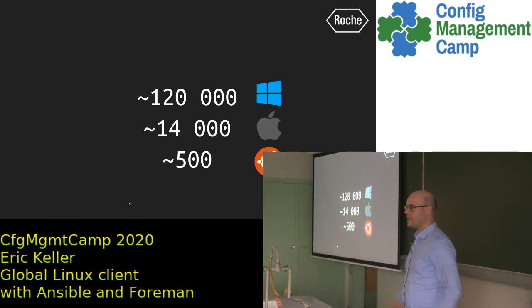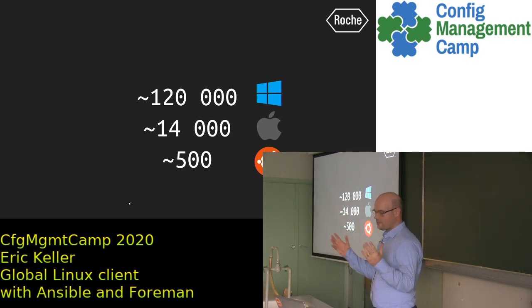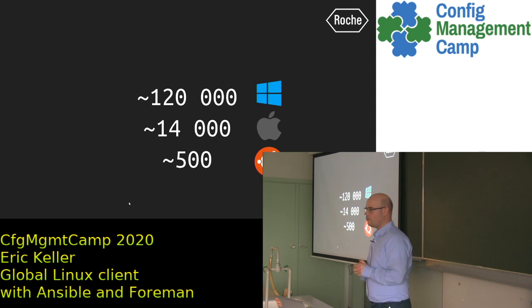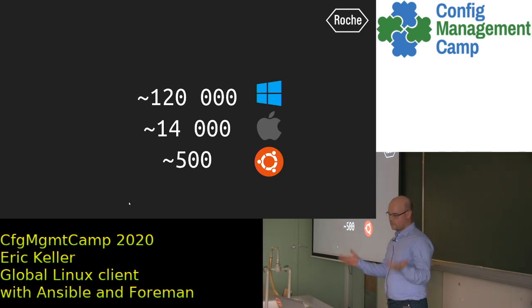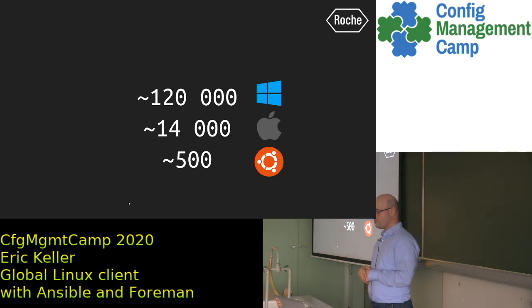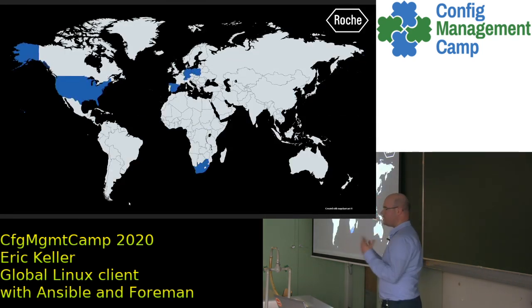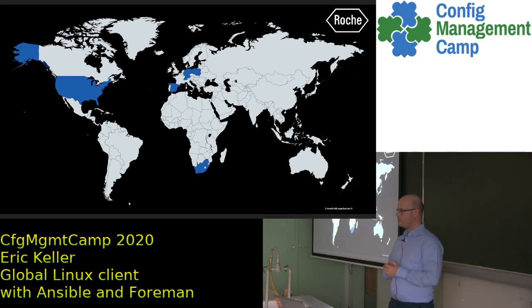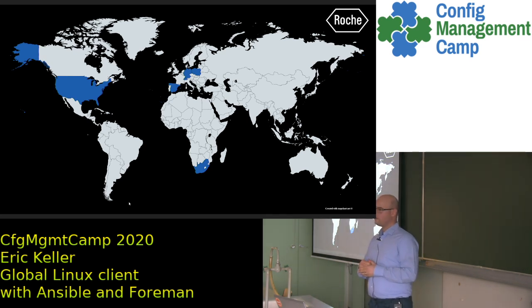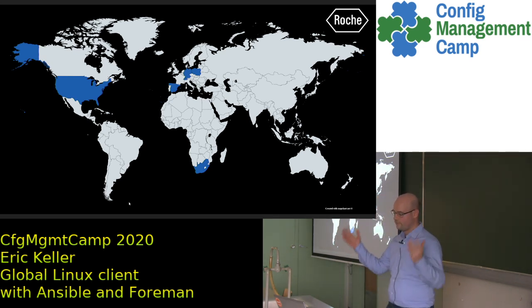This is how the clients at Roche, from a development perspective, or users, look like. So we have 120,000 Windows clients, which is the majority, 14,000 roughly Mac users, and here I can be proud of, starting at 500 deployments of Ubuntu Linux clients. So let's go back to what it means to be global. We start with coverage of NADA and EMEA, and it's already deployed in 13 sites. So this gives you the context.